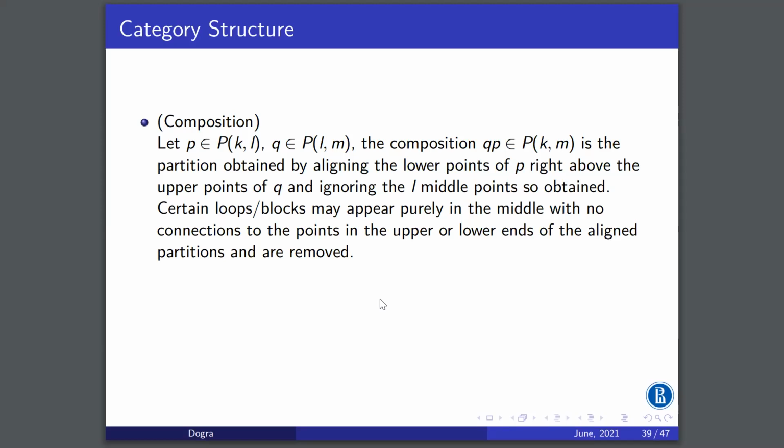Now, any two partitions can be composed by concatenating, but not side by side, but putting Q under P. So basically something like this. So the composition is a partition. It's obtained by, we align the lower points of the first partition, say P, along the upper points of the partition Q, and the middle points are ignored. For example, this is a middle point, and this can be ignored, and they're just removed.